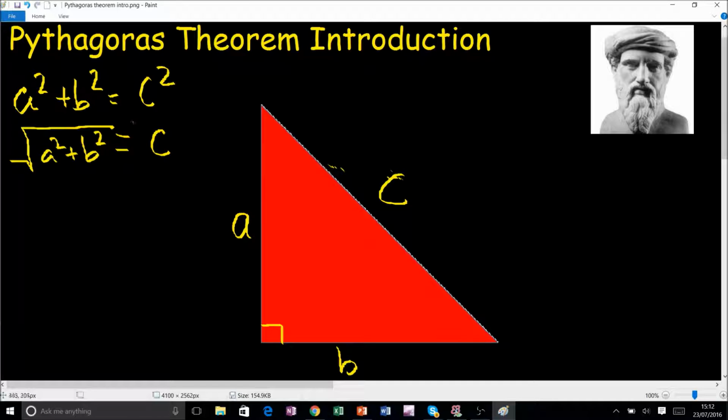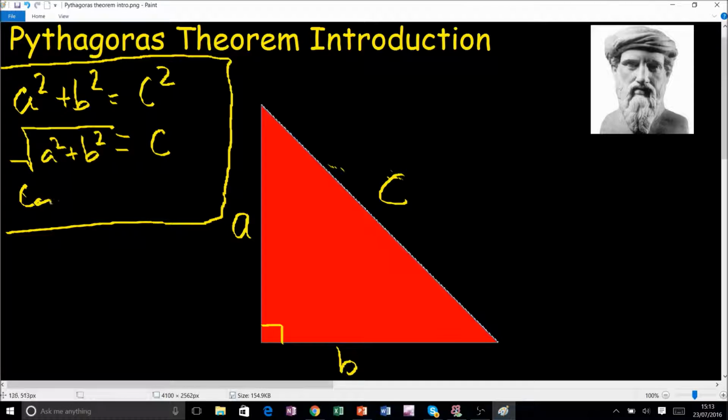Okay, so it helps us to be able to find the longest side. And you can also rearrange it to find the shorter sides as well. So who knows what the longest side of a right-angled triangle is called? It's called the hypotenuse. Okay, so I'm just going to put here: longest side, to find the longest side.